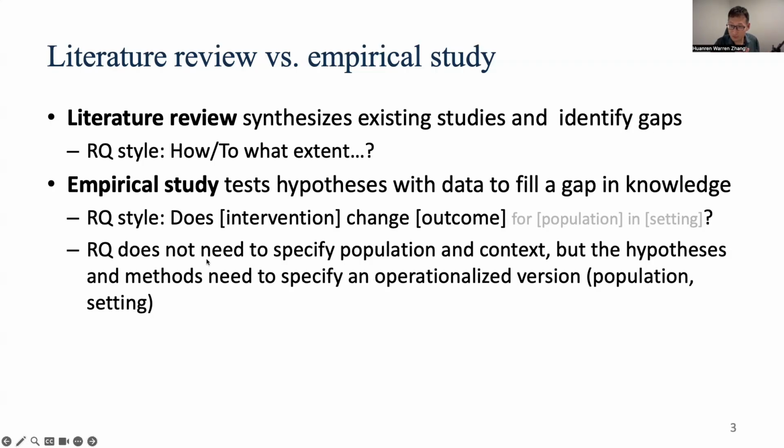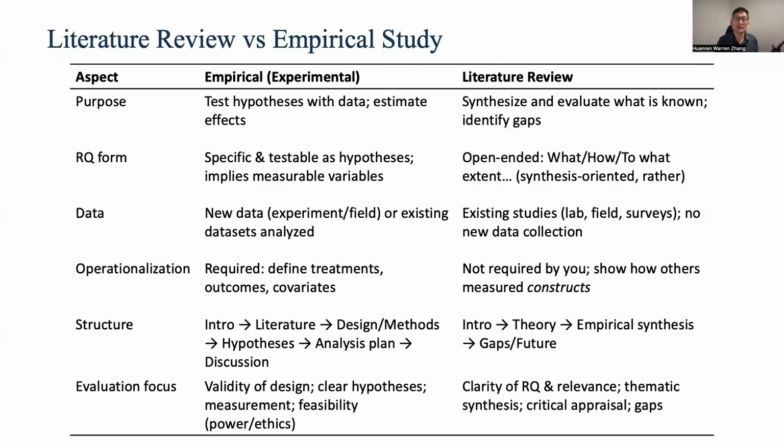So for an empirical study, the research question does not need to specify the population or context or setting. But when you try to design the study, the hypothesis and the methods need to specify an operationalized version, including the population that you will try to run the experiment on, and also the corresponding settings, right? So I put this "for this population in this setting" there to remind you that it needs to be specific in order to be feasible. So here is a table that compares these two types of paper.